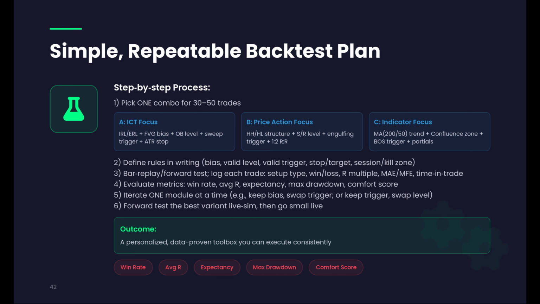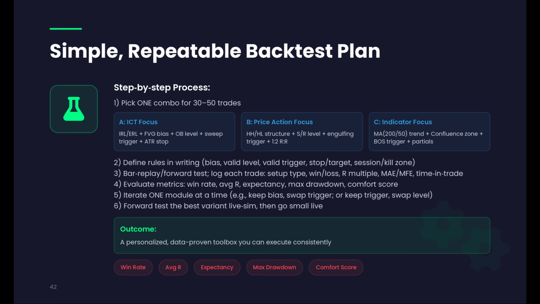Step 2. Define your rules in writing. And I mean explicitly, in detail that leaves no room for interpretation. What precisely defines your higher time frame bias? If you're using structure, define what constitutes a valid higher high or lower low. If you're using moving averages, specify exactly which periods and what slope angle or price position confirms trend.